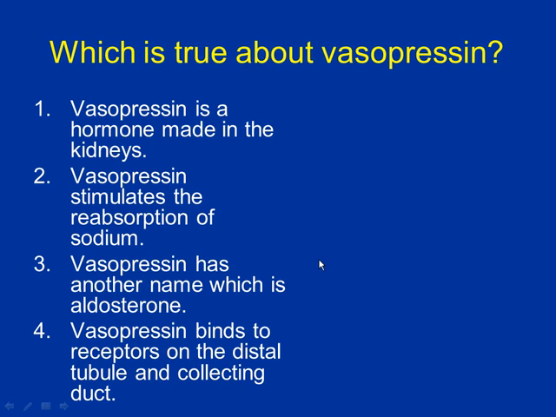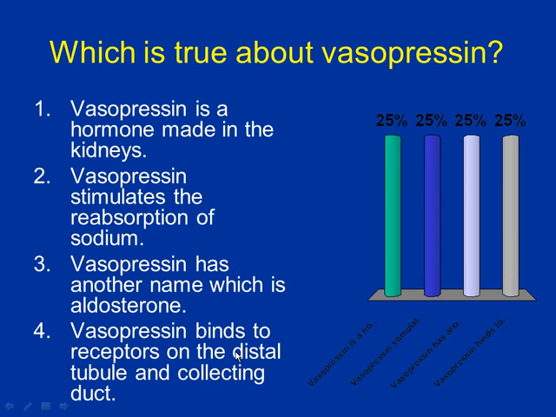So, oops, sorry, forgot there's one more question. So which is true about vasopressin? Where's it made? Hypothalamus. So is number 1 right or wrong? Wrong. How about vasopressin stimulates reabsorption of sodium? What's it cause reabsorption of? Water. How about number 3? Vasopressin has another name, which is aldosterone. What's it called? ADH, antidiuretic. So we know number 3 is wrong. Vasopressin binds the receptors in the distal and collecting tubule? Absolutely. Allowing you to retain water.